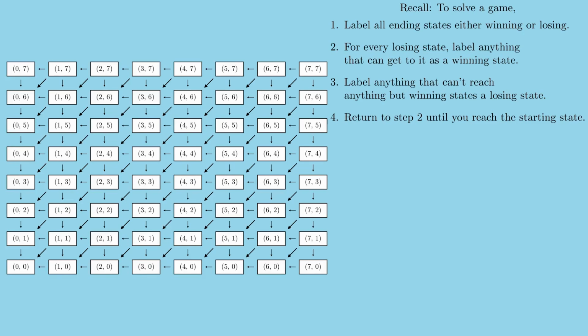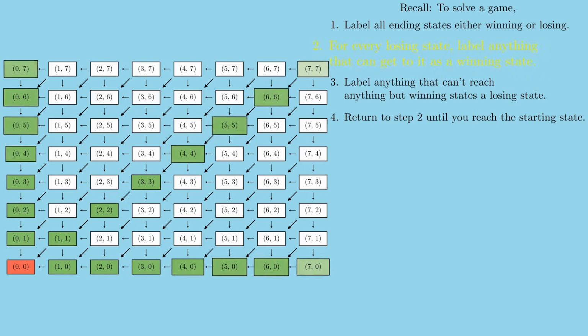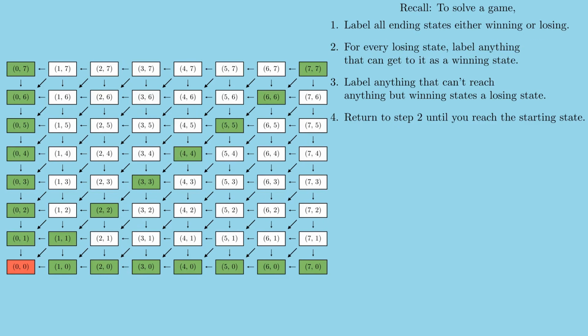So we start by labeling the origin 0, 0 as the losing position, right? It's losing because if you receive this position, you can't win. So we label that red. Now every move that can get to 0, 0 is a winning position. That's everything in its row and column in this main diagonal here. So we color all those green.